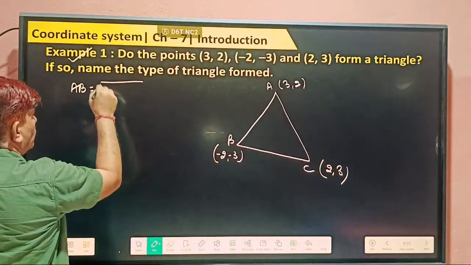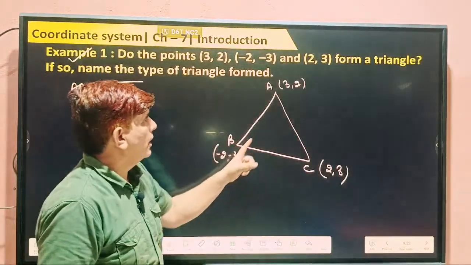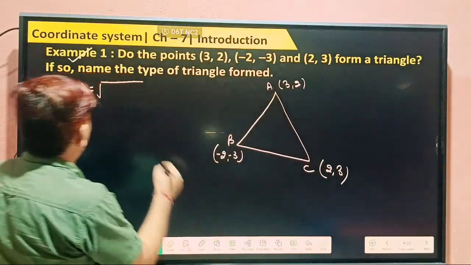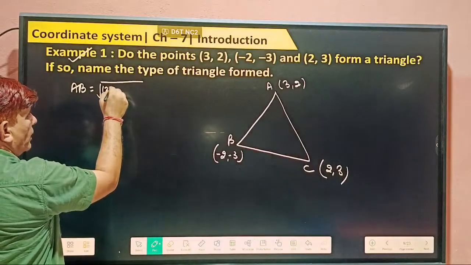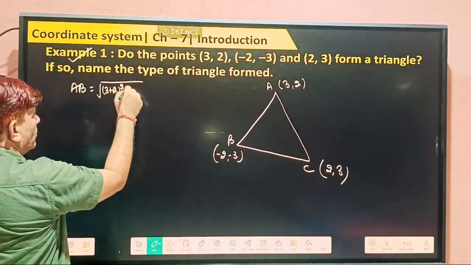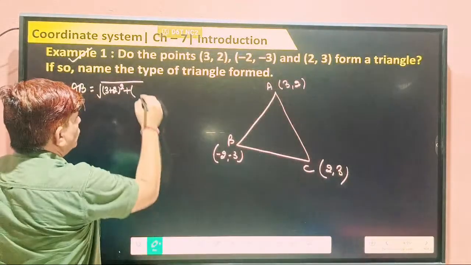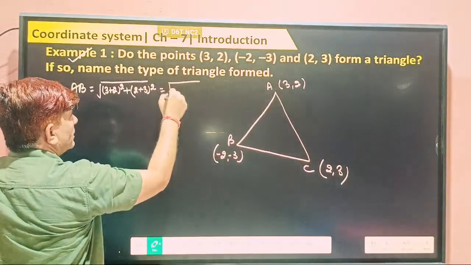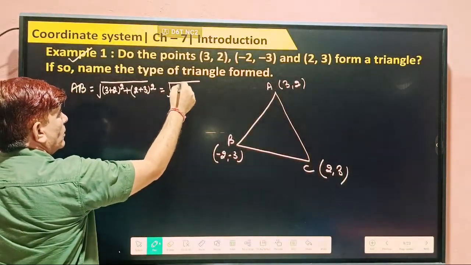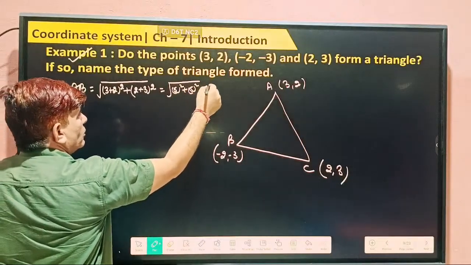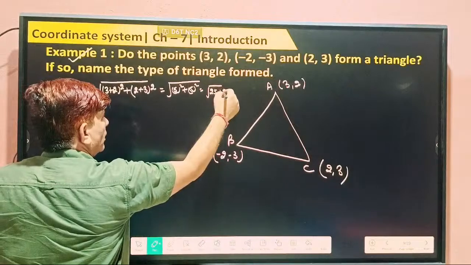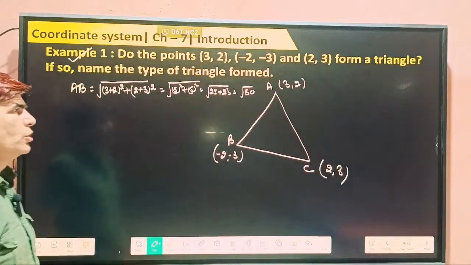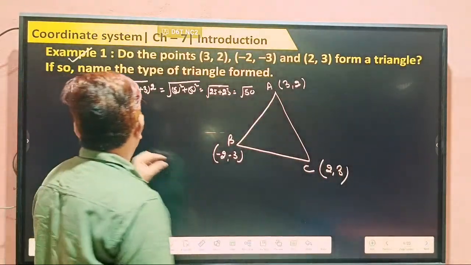AB is equal to under the root, with x1, x2 taken as 3 minus (-2) whole square plus (2 minus 3) whole square. By the distance formula, this becomes 5 whole square plus 5 whole square, that is 25 plus 25, which is equal to under root 50.